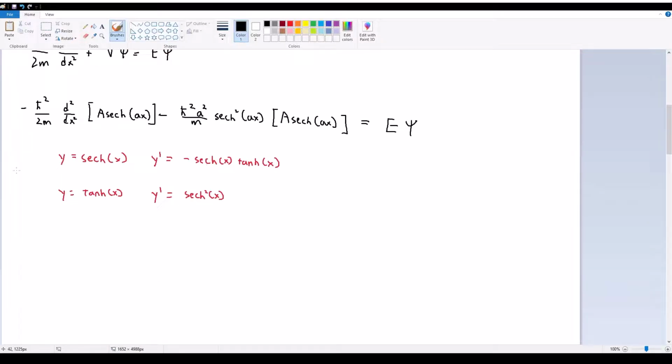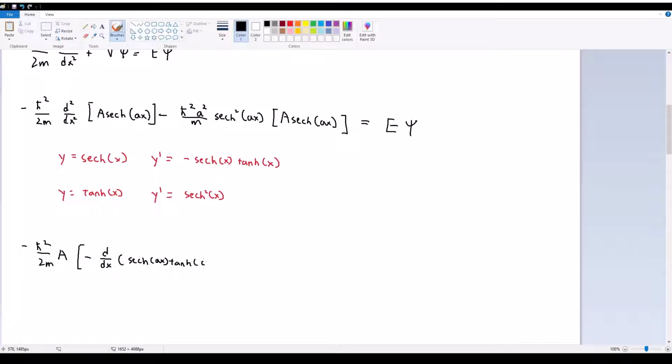And if we were to solve this now, then we would get negative h bar squared over 2m. We pull the a out, and then we have the second derivative. So we derive hyperbolic secant once, and we get negative at the front, d by dx of hyperbolic secant x times hyperbolic tangent. My apologies, there's supposed to be an ax.